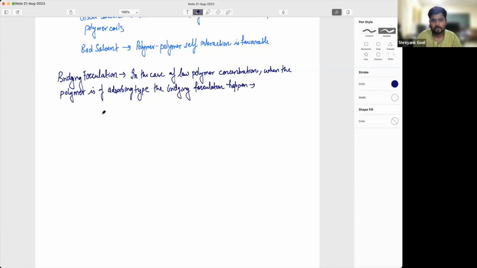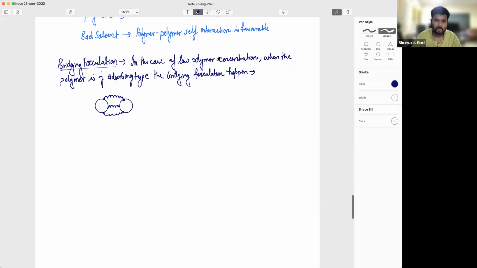What happens is that you have two colloidal particles and there is adsorption of the ends of the polymer chains, and due to this there is a bridging, something like this. So that is the bridging flocculation. This happens at low polymer concentration.